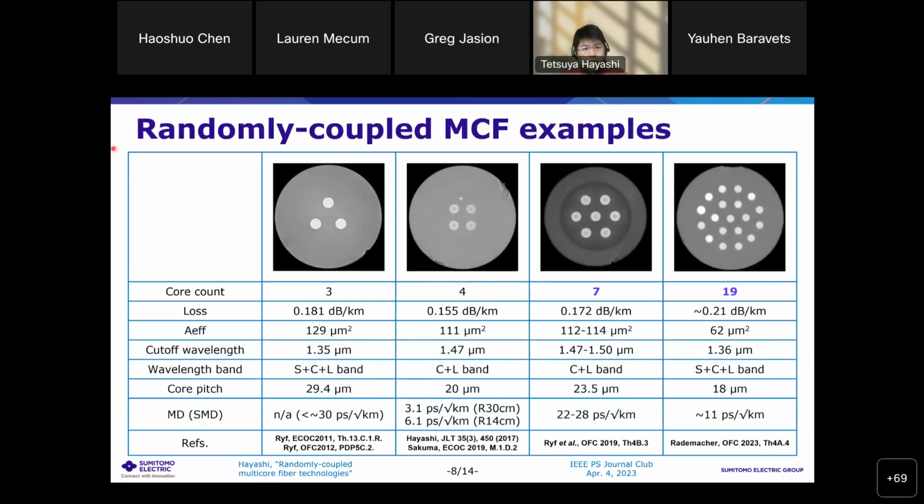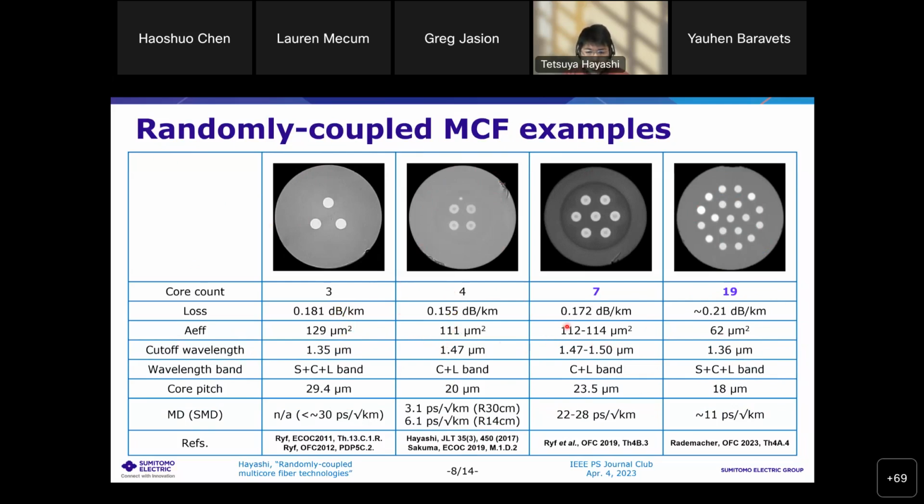On the other side, in the randomly coupled multicore fibers, core count can be more scalable. So these are some examples of the randomly coupled multicore fibers. This 4 core fiber was presented in the JRD paper. And we can see 3, 4, 7, and 19 core fibers. These 3, 4, 7 core fibers have an effective area of more than 100 square microns.